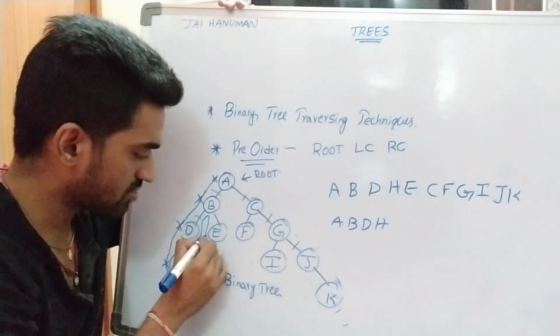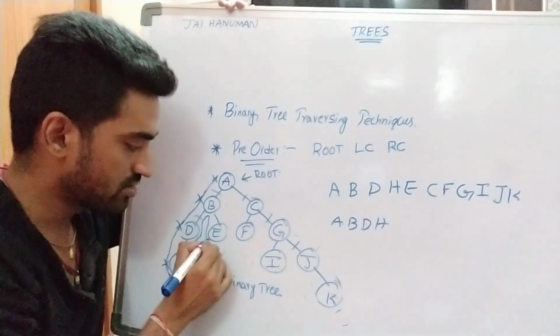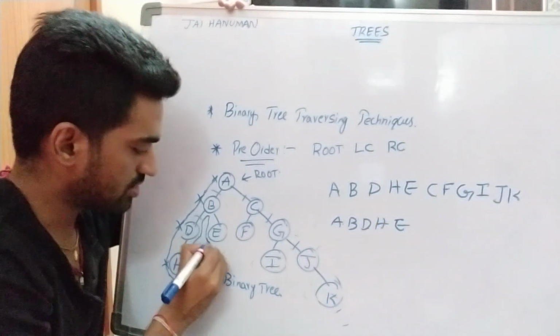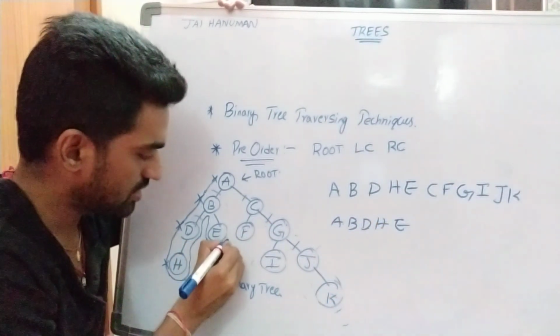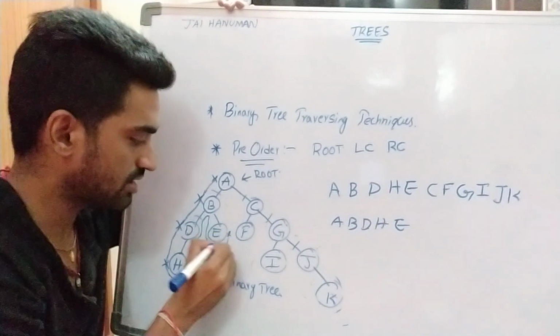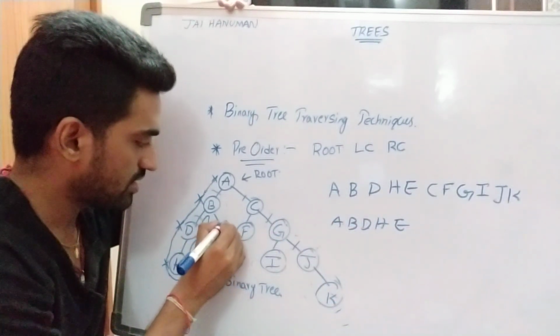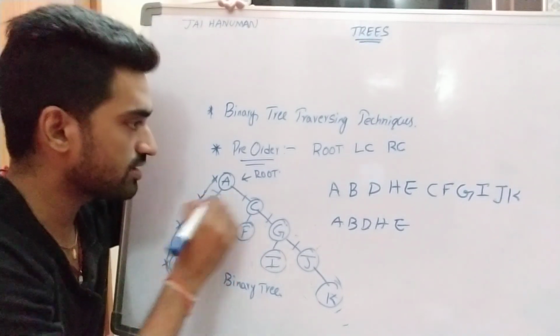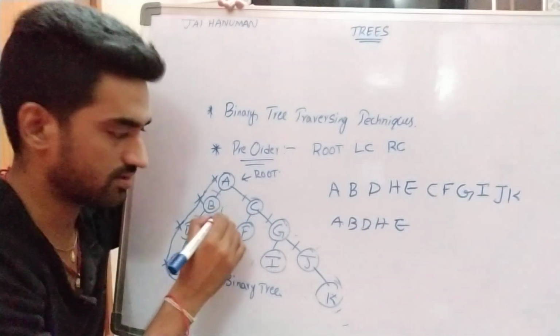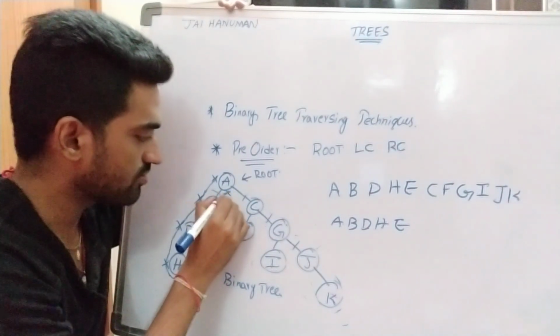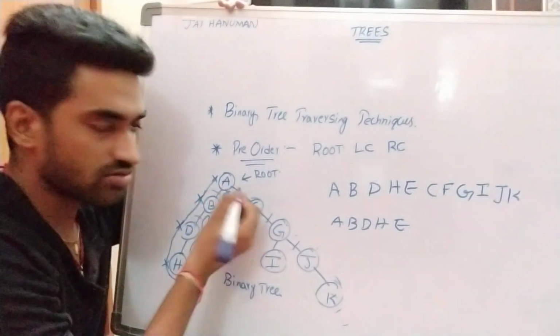E. So E is not visited. This is the first time visiting. So that's why here I am writing E. So again E is visited. So here E is already written, so there is no need to write this one. So again B is visited. So B is already traversed, there is no need to write it. Right. So again A is visited. So A is already written in the output. There is no need to write it.